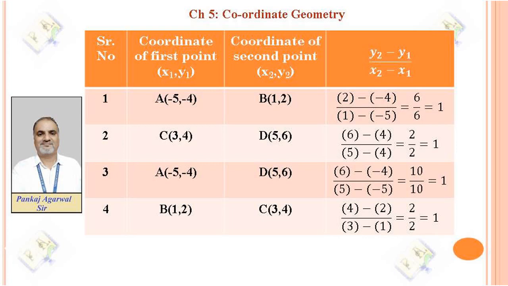That means on the same line, the ratio of the difference between the y coordinates and the x coordinates remains constant. This constant is called a slope. Therefore, the slope of a line is indicated by the letter m. m is equal to (y2 - y1) upon (x2 - x1).